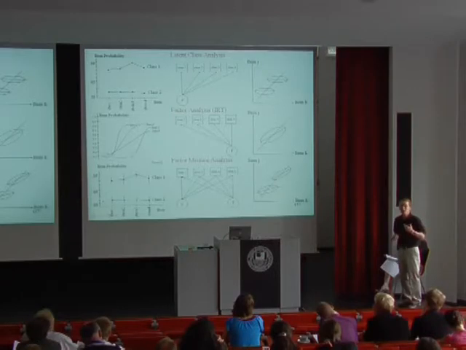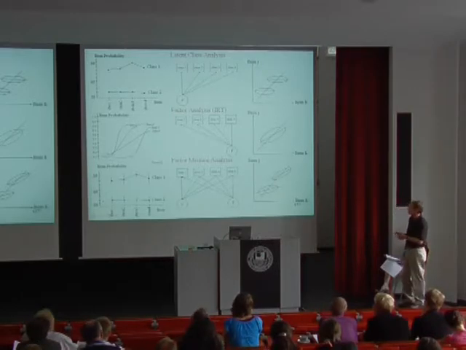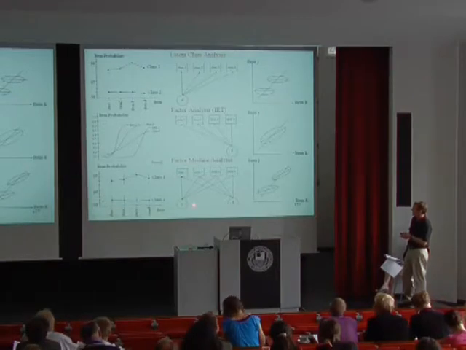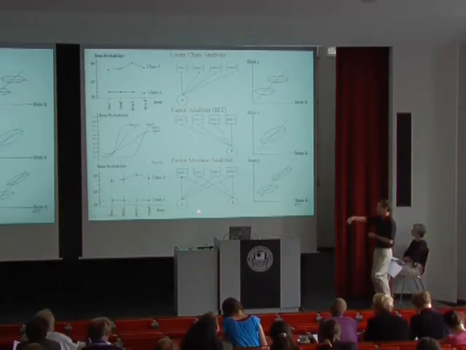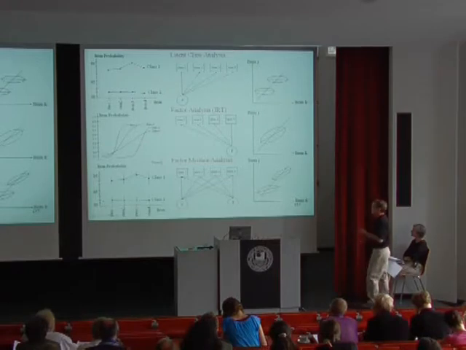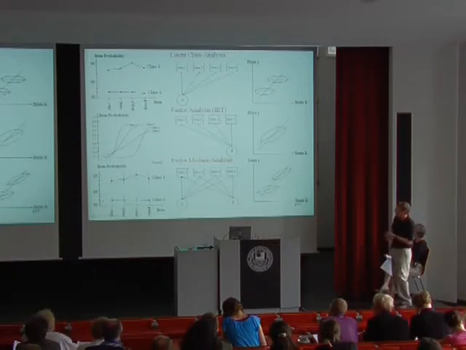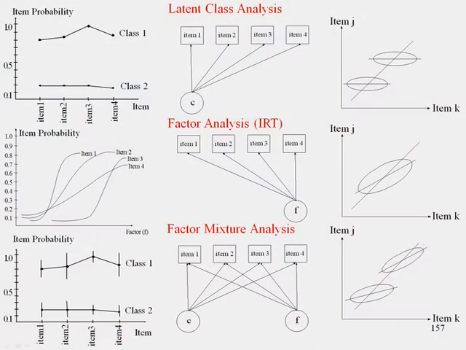What about, as somebody already suggested, what about combining the models? Well, let's consider that. I don't know if this blocks. You can look down to the left here. The podium might block some of you. I'll point over here. You have both a latent class variable influencing the items and a factor, continuous variable, influencing the items.